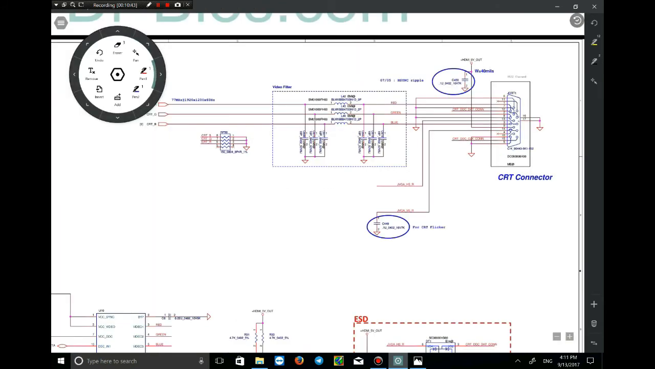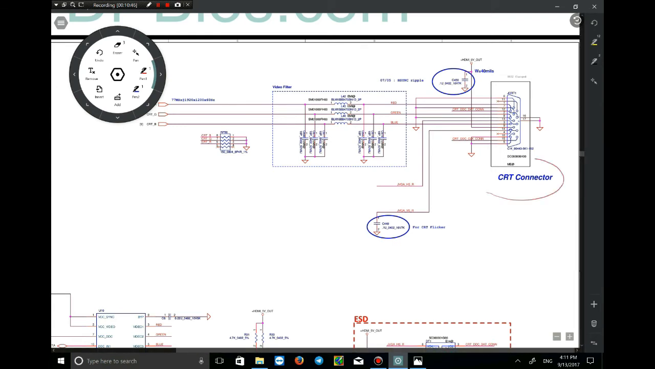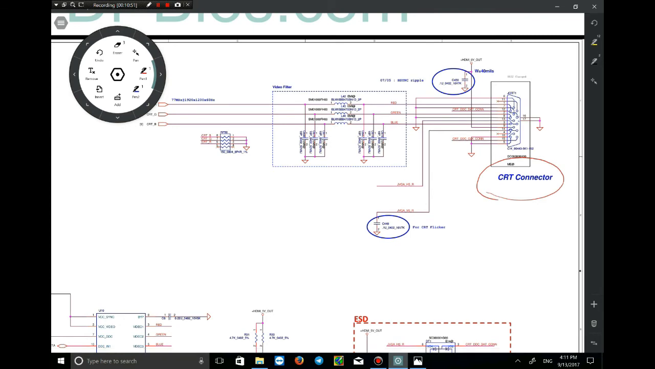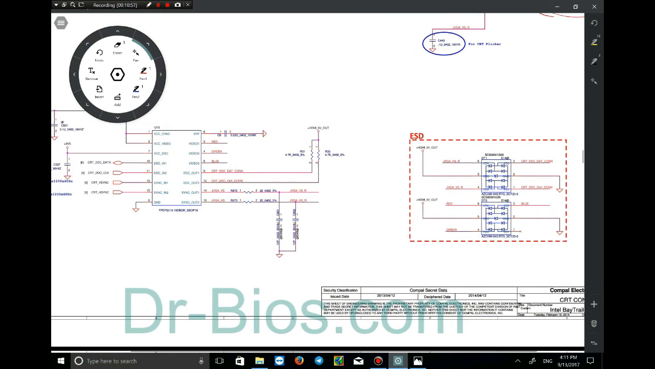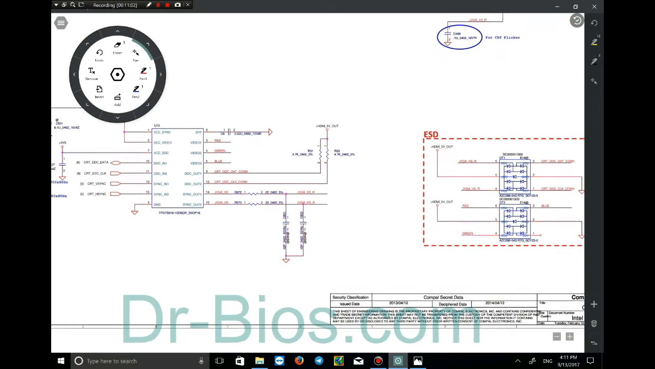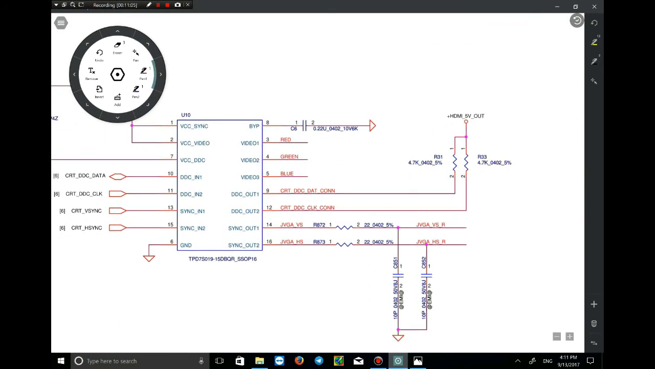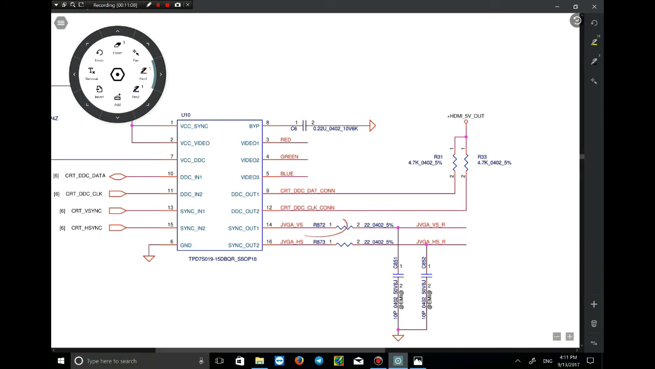Code 800 is related to the CRT connector jack. There are not many components in here, but let me show you some of them. For example, in this part we have R800, R872, R873, which connect vertical and horizontal detecting signals to the CRT connector.